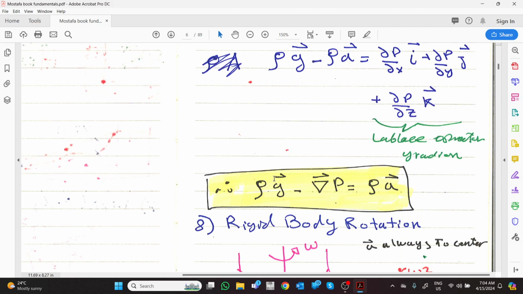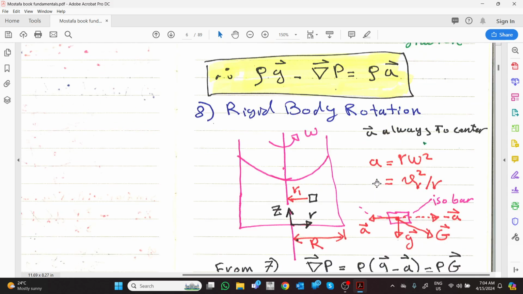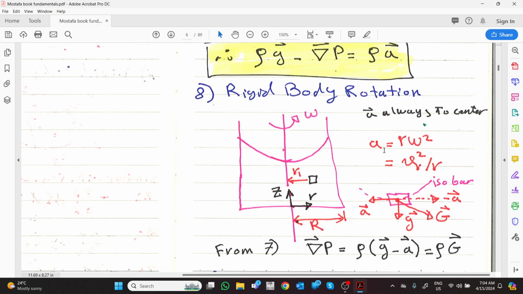And of course we can keep this one here and shift this one here, whatever it is. Now, rigid body rotation. Rigid body rotation is also very simple, very easy, same concept. We have a body rotating, so the water is still rotating because it is a rigid body. So the entire body is rotating.